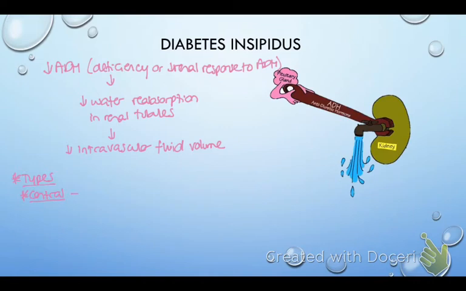So types: it can be central, a brain tumor or injury. So that's why, again, we're talking about it. You have some kind of head injury or brain tumor, and that interferes with how ADH is synthesized, so the kidneys aren't responding to it. This typically tends to be more dramatic in onset, with more dramatic losses of fluids.